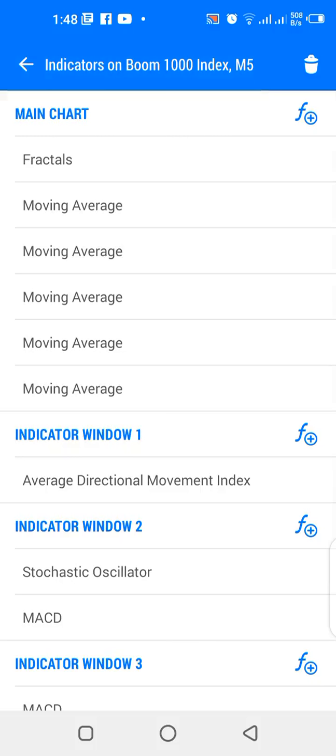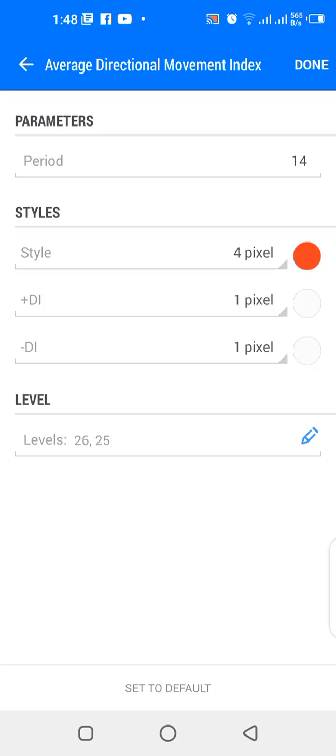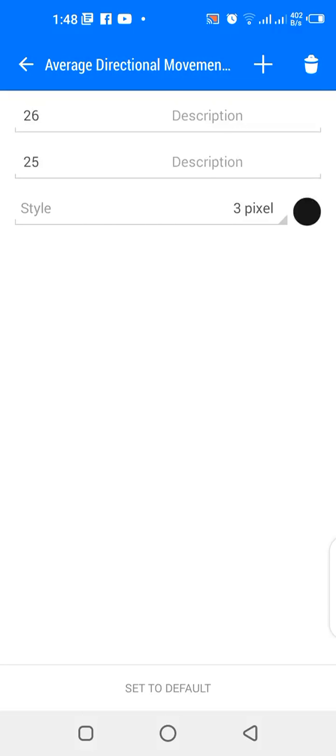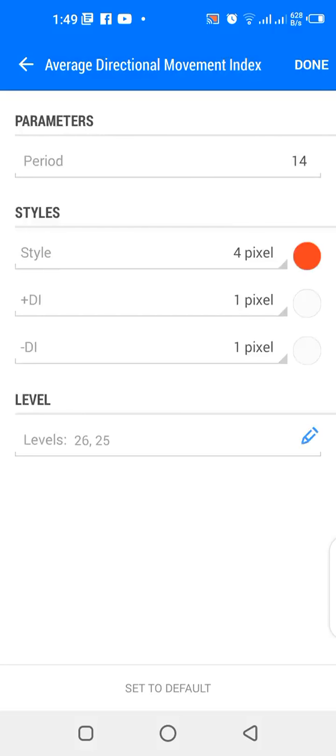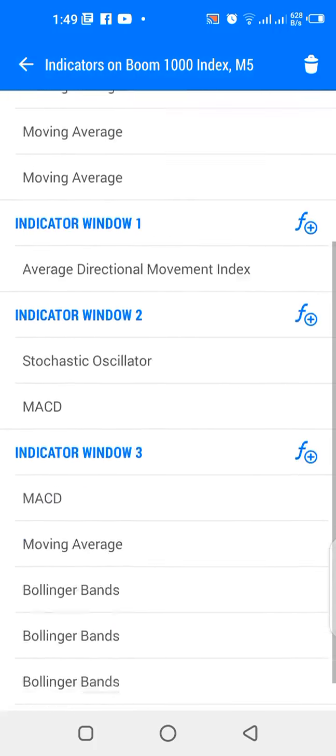So those are the indicators on the main window. Then on indicator window 1, we have the average directional movement index. The period is 14. The star color is red. And the levels, we have 25, then 26. Color is black. So that's for indicator window 1.